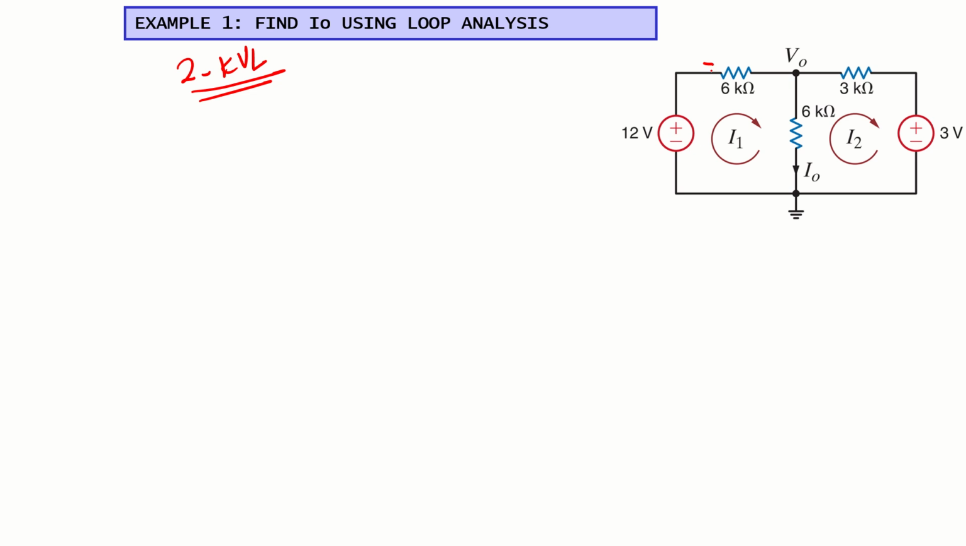Okay, current is flowing clockwise, so this will be positive, this will be negative, this will be positive, and this will be negative. Now we can write the KVL for this loop.